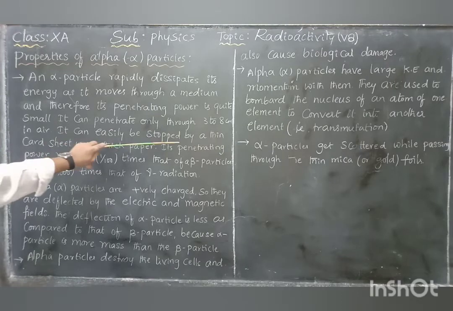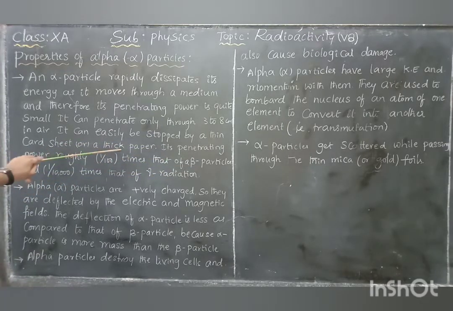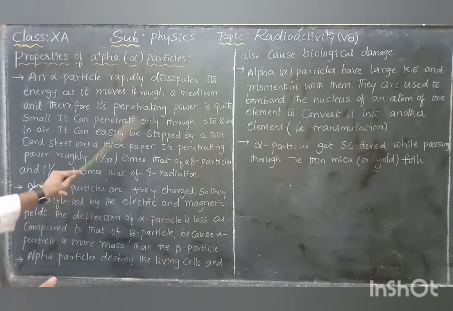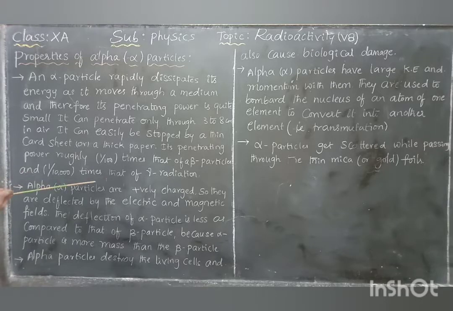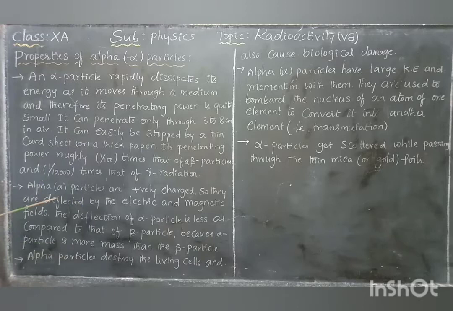It can easily be stopped by a thin card sheet or a thin paper. With the help of thick paper or a card sheet, you can stop the entire alpha particle. Its penetrating power is roughly 1/100 that of beta particles and 1/10,000 that of gamma radiation. Due to losses of energy, the penetrating power is smaller. Compared to beta particles it is 1/100 times smaller, and compared to gamma radiation, 1/10,000 times smaller penetrating power.